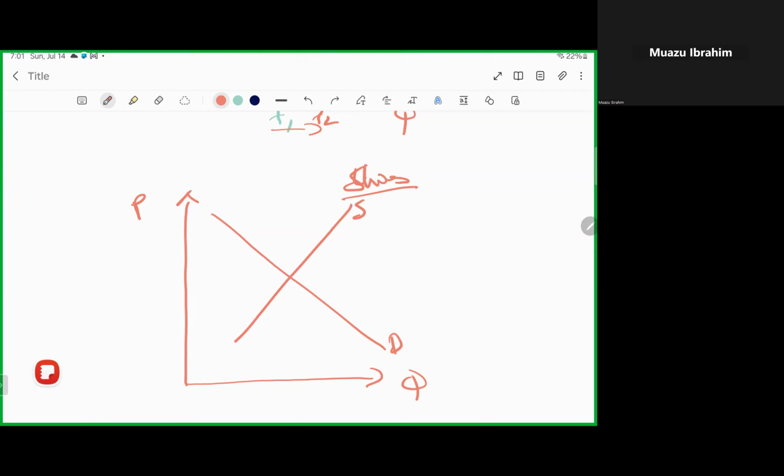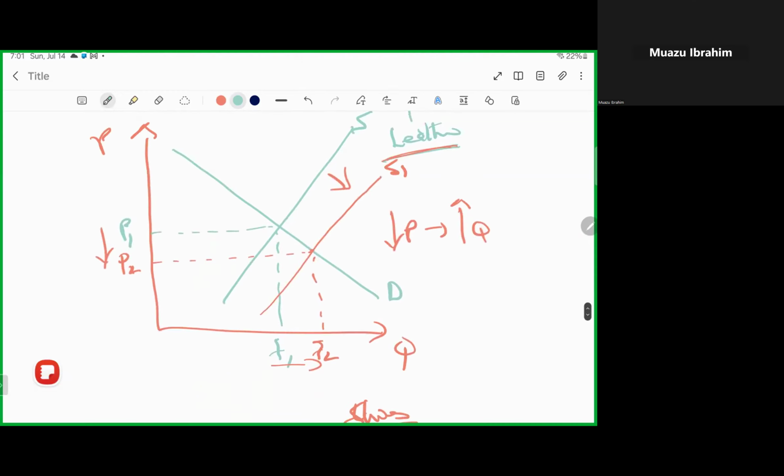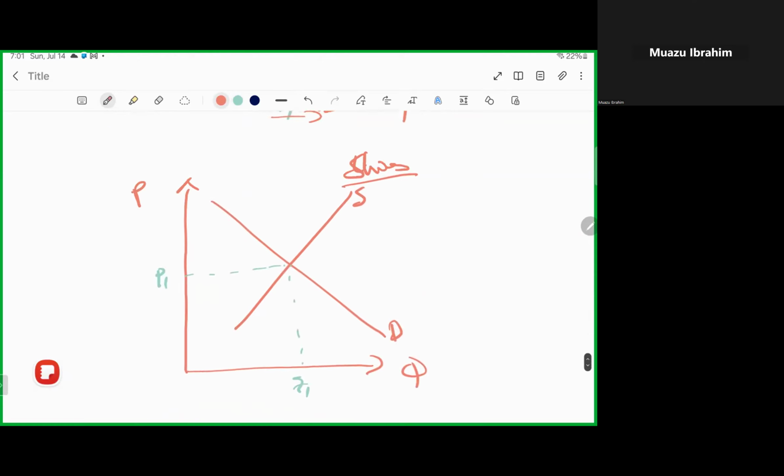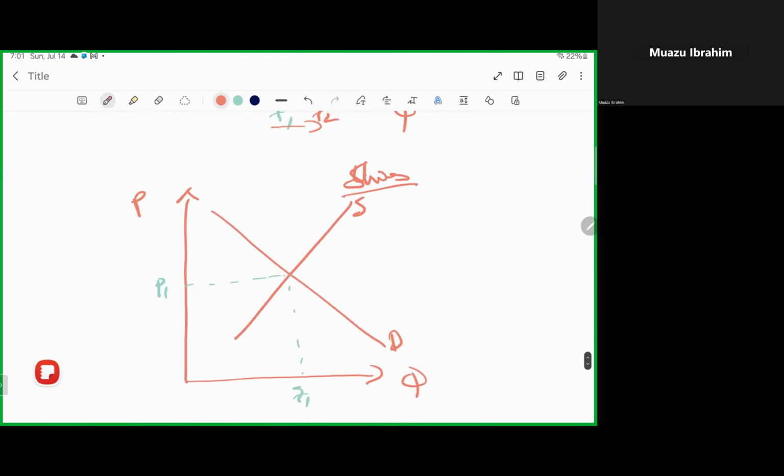We have this as supply of shoes. So here in the shoes market, we will have this as quantity demanded, and this as price of shoes. Remember, because we have more supply of the input, which is the leather, what will happen to the supply of the production of shoes?